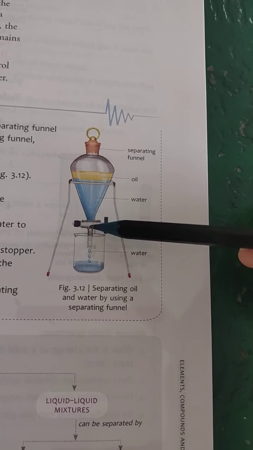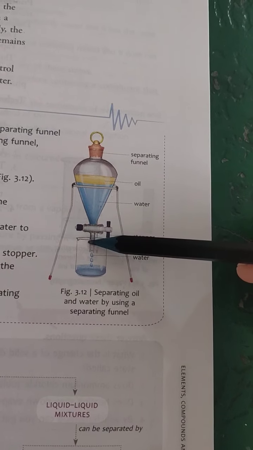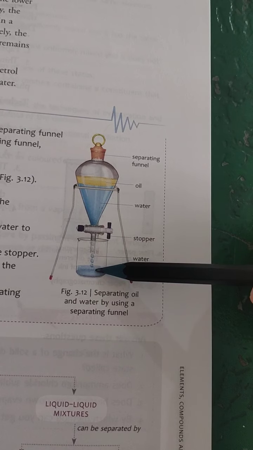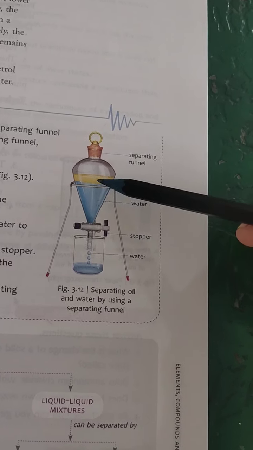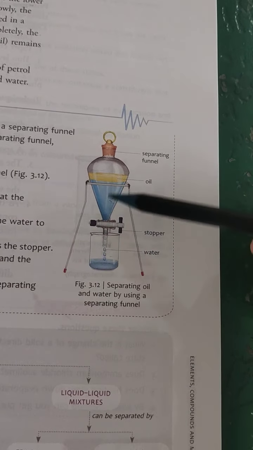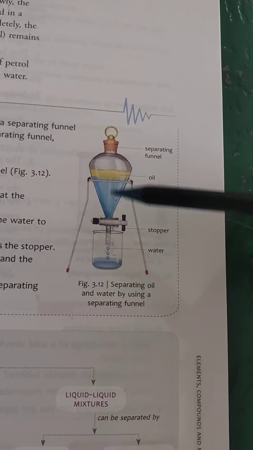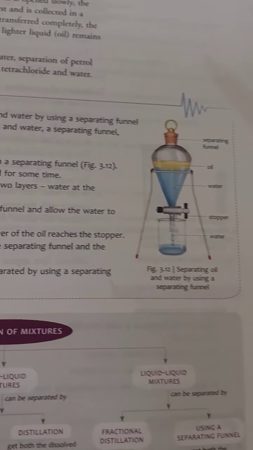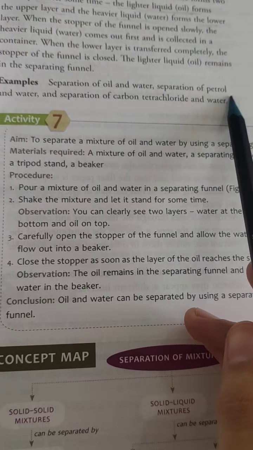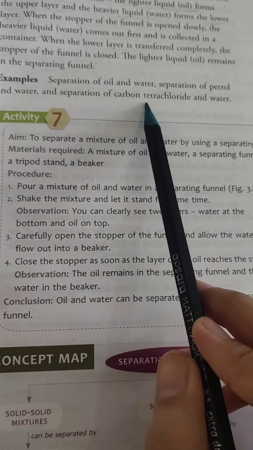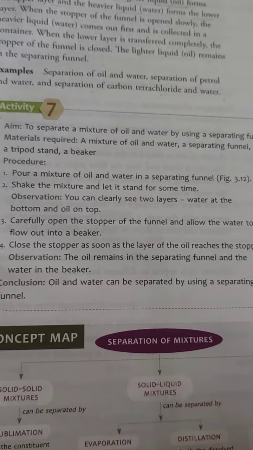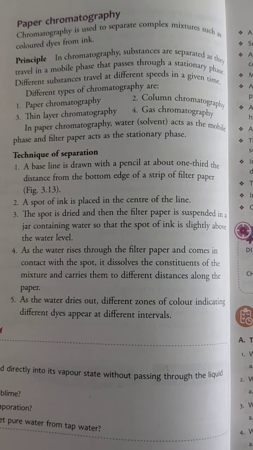Okay, so once all the water comes through this separating funnel into this beaker, the stopper will be closed, and we will get oil in this separating funnel and water in this beaker. That is how the two liquids will be separated. Examples are separation of oil and water, petrol and water, and carbon tetrachloride and water. So this is how two liquids are separated.